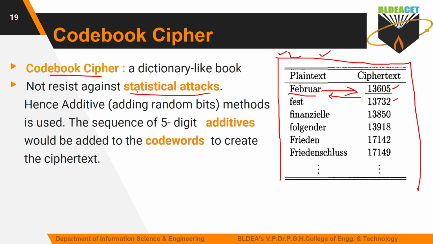Statistical attacks mean what? Here the text you have, the same text, the ciphertext you have, it is having, as you know, the 26 alphabet letters here.